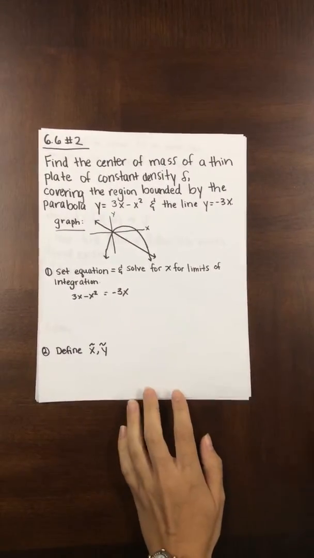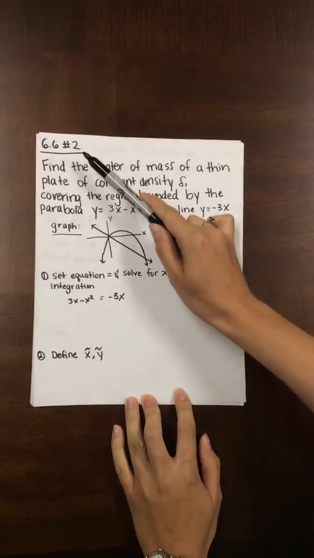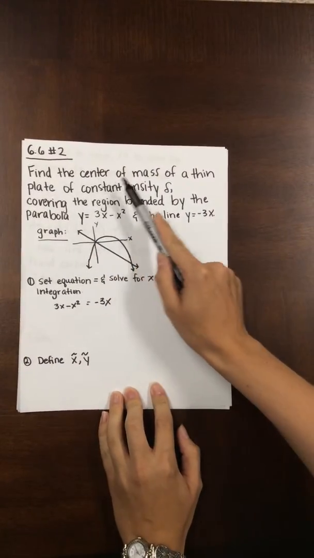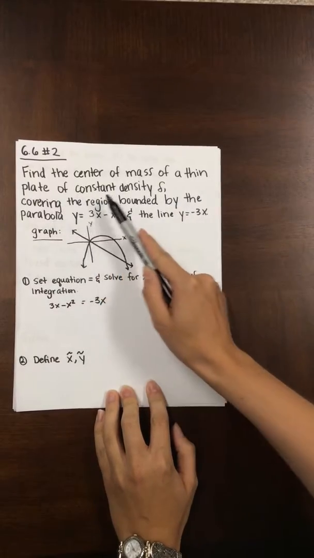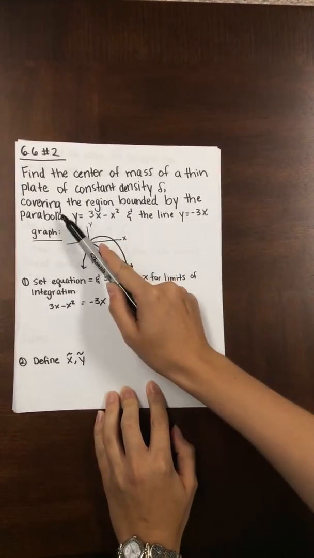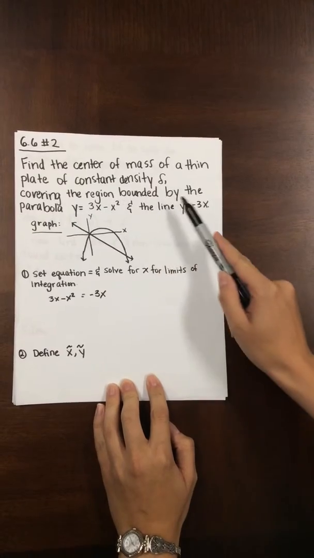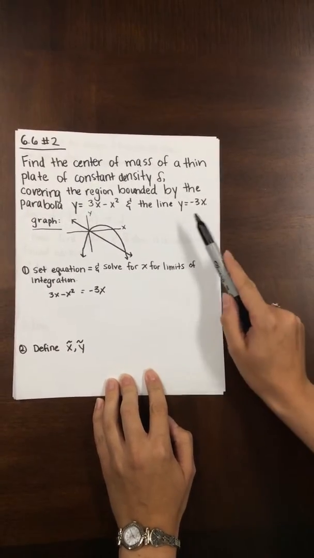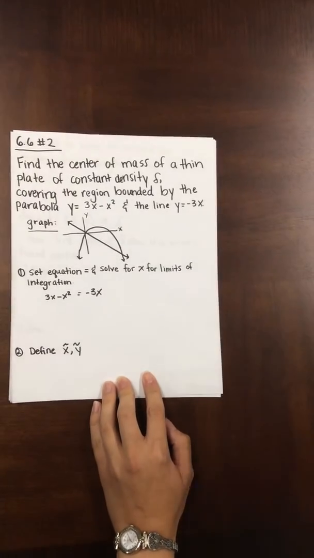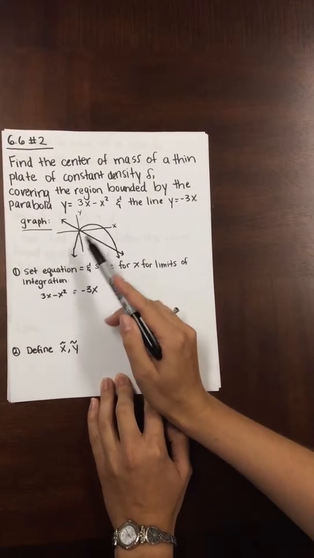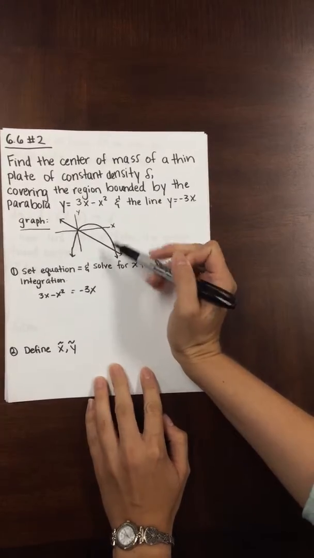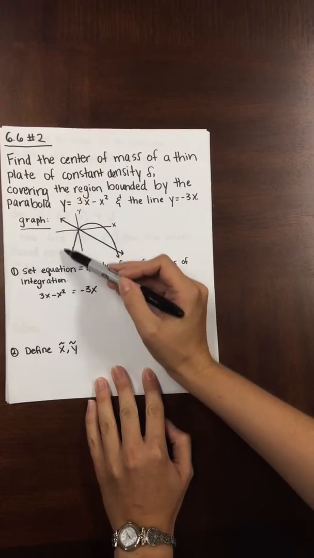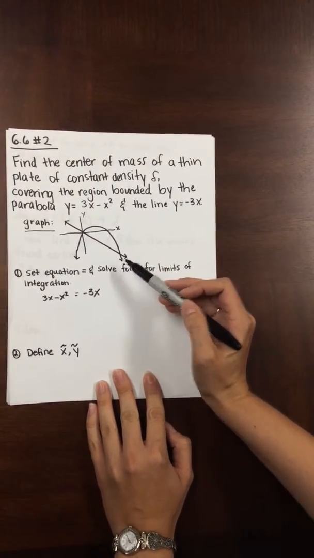For today's video, I will be doing problem number 2 from section 6.6, which asks us to find the center of mass of a thin plate of a constant density, delta, covering the region bounded by the parabola y equals 3x minus x squared and the line y equals minus 3x. Now if we look at this, here is just a graph of the two, just so I could get a visual. So this line here is the minus 3x, and this here is the 3x minus x squared.